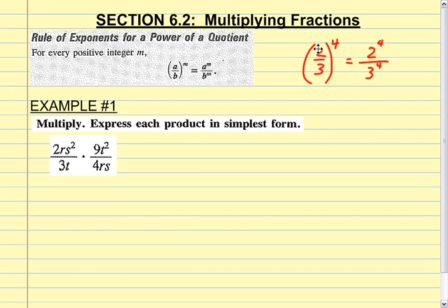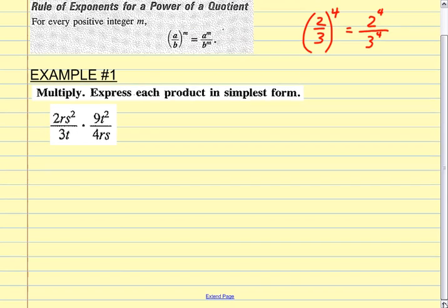Let's just see. Now, I really want you to begin doing this. You need to cancel before you multiply. Because if you don't, you're going to have ugly, ugly stuff that you won't be able to simplify, or that you'll make some mistakes.